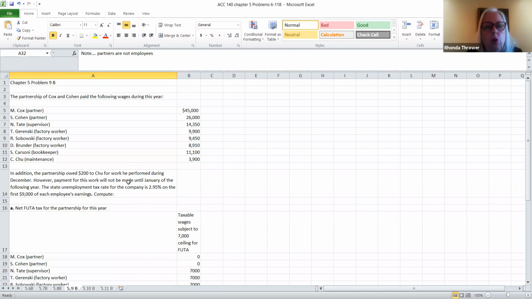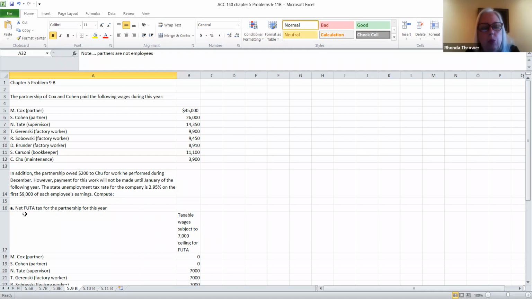In addition, the partnership owed $200 to Chu for work that he performed during December. However, payment for this work will not be made until January the following year. They threw this amount in because he's not paid until January the following year. You don't owe any unemployment taxes on this particular amount. The state unemployment tax rate for the company is 2.9% on the first 9,000 of each employee's earnings. So the ceiling for SUTA is 9,000 in this case.